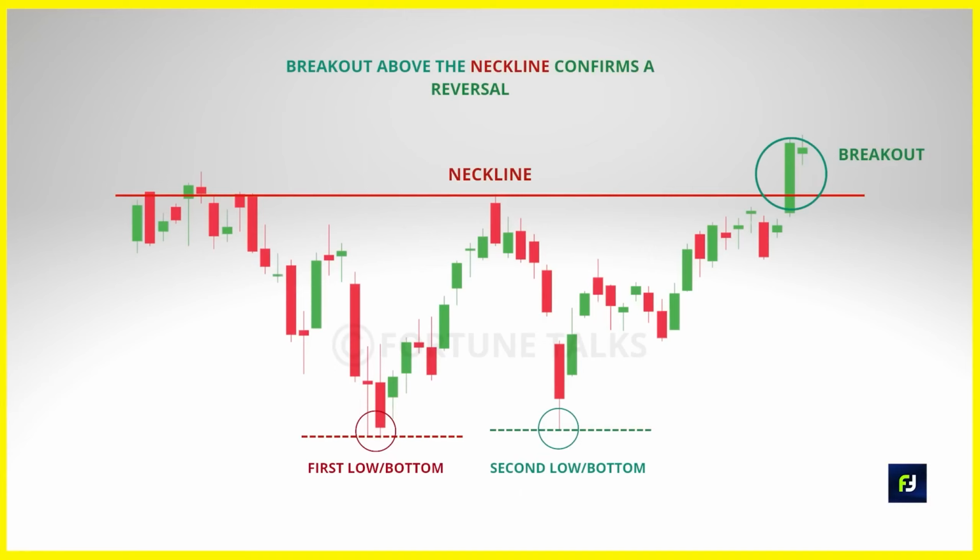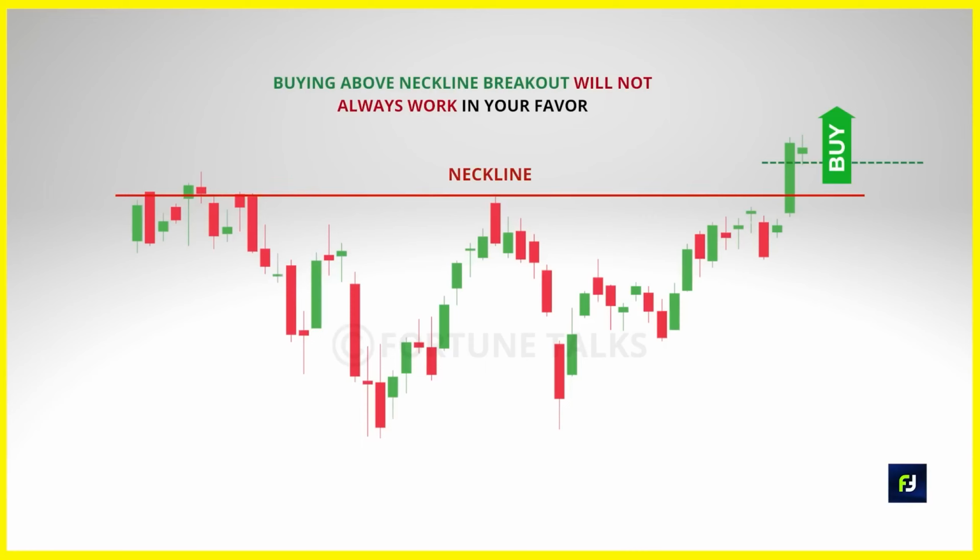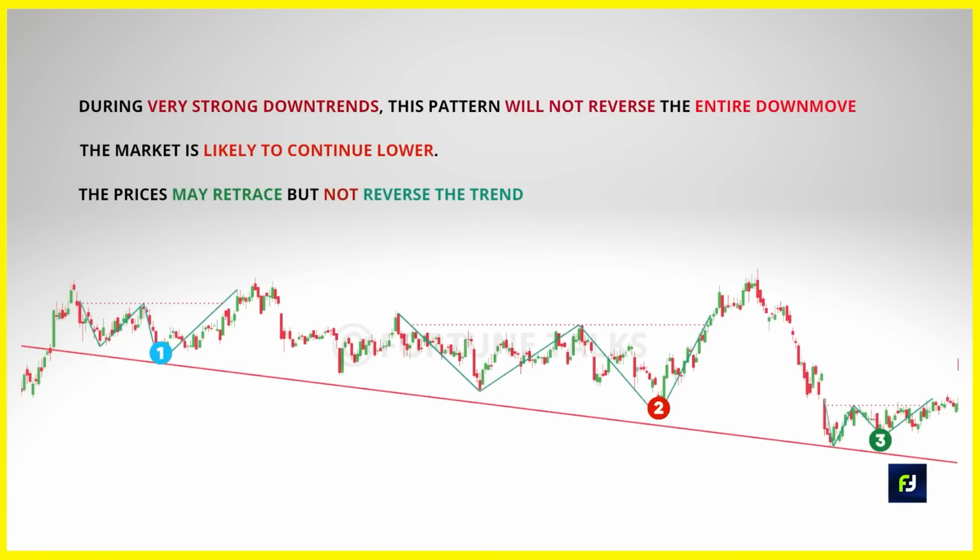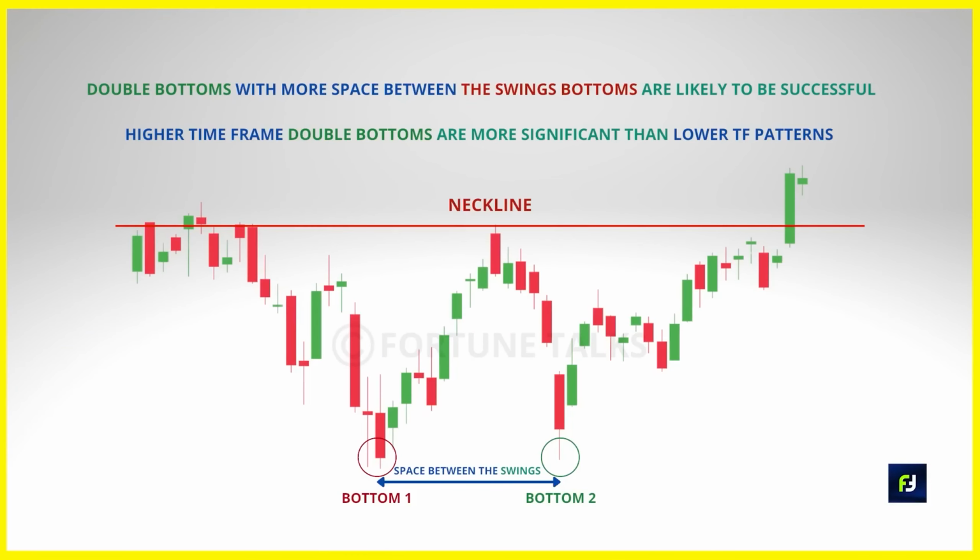So in short, the double bottom pattern signals that the downtrend has possibly bottomed out and the price is about to move higher. Many traders make the mistake of buying the break of the neckline after a double bottom pattern is formed. But this won't always work in your favor, because if the market is in a strong downtrend and it forms small double bottoms every now and then, the chances are the market is likely to continue lower. In addition to this, not all double bottoms are made the same. The time frame that we use for spotting the pattern and the space between the swing lows or the swing bottoms are also important factors worth considering. So a double bottom pattern formed on a higher time frame is more significant than one formed on a smaller time frame.